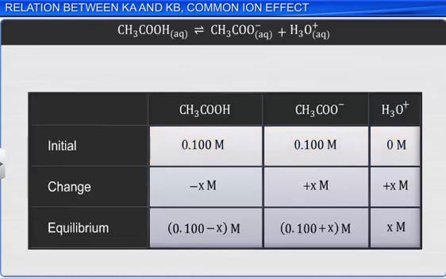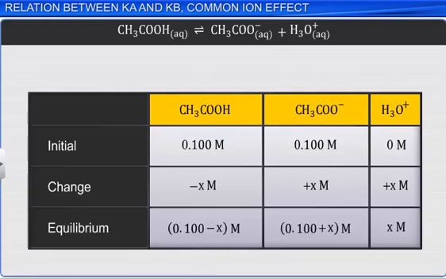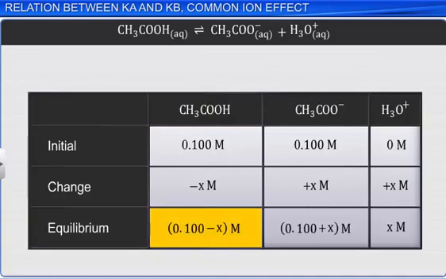The change in concentration after the dissociation of acetic acid is equal to −x M for acetic acid, +x M for H3O+ ion, and +x M for acetate ion. The equilibrium concentrations of CH3COOH, H3O+ ion, and CH3COO− ions are 0.1 − x, x, and 0.1 + x moles respectively.